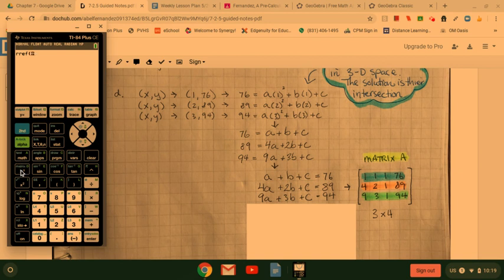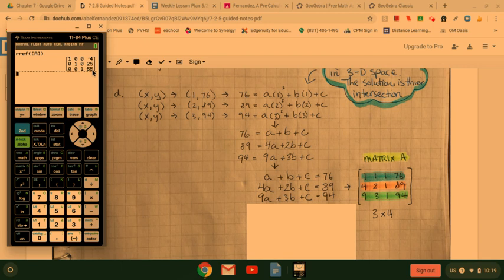So let's go to second matrix. We're going to go to names, and we want matrix A. That's the one we edited. We're going to close parentheses, and we are going to hit enter. And we have -4, 25, 55. So those are our coefficients, a lot easier on the TI-84.